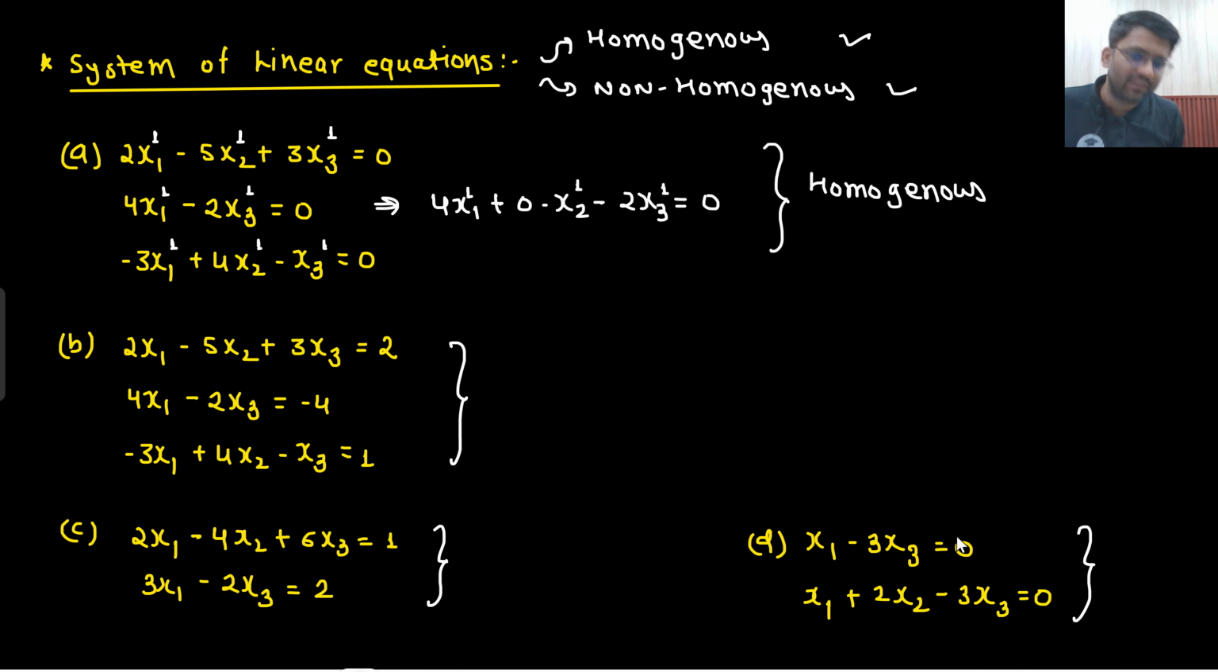Homogeneous equation. It is a system of linear equations. All of A, B, C, D are systems of linear equations. If the constant value is always 0, then it is known as homogeneous. And let's say, in this example, if this was the condition, is the constant value always 0? No, the constant values are 2, minus 4 and 0. It is not always 0. So if it is not always 0, then it is known as non-homogeneous.